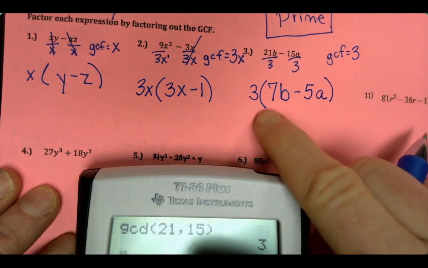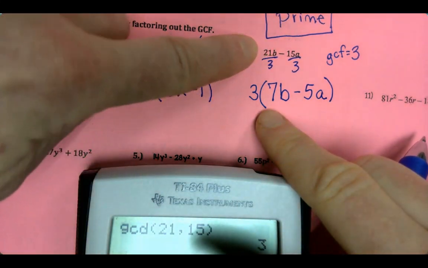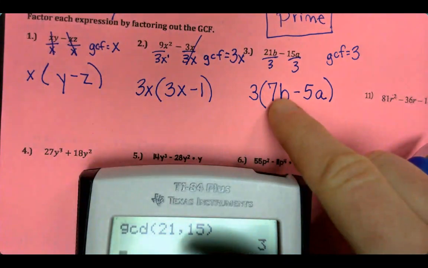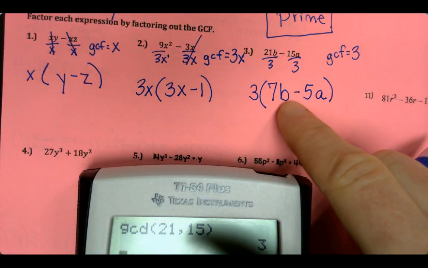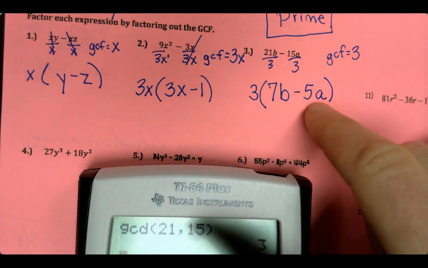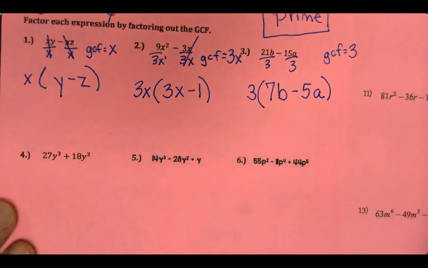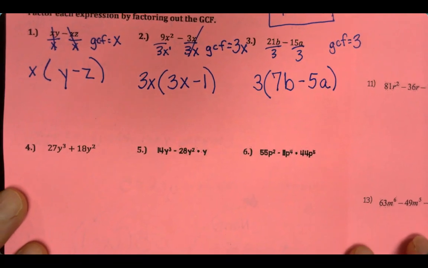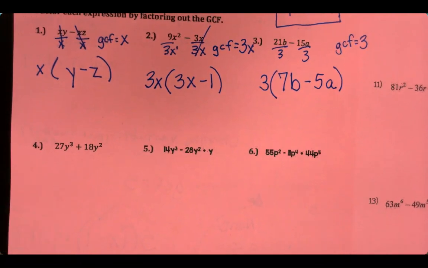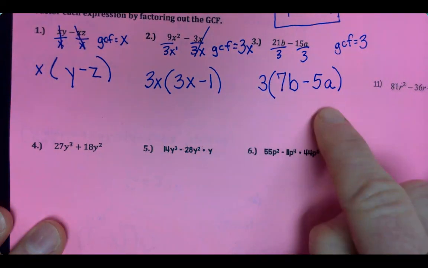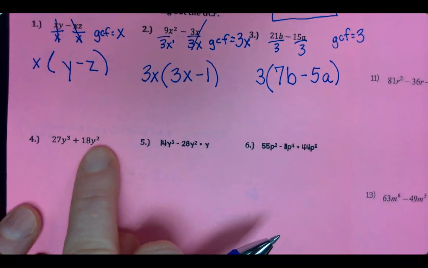If you distribute it back in, you should get what we had as our problem. Whenever you distribute it, 3 times 7 is 21, and then we have a b. 3 times negative 5 is negative 15, and we have an a. So what you're required to do on all these problems is write your GCF and then write your final answer. Okay. Let's go to the next one.